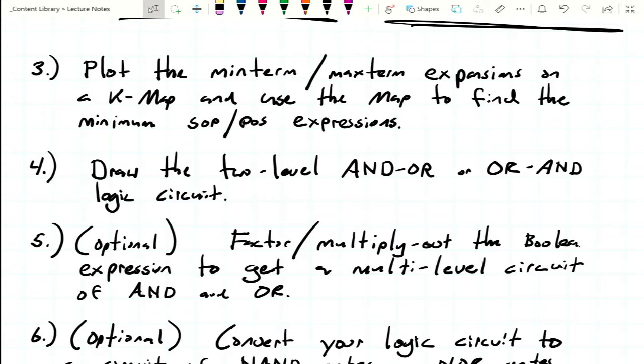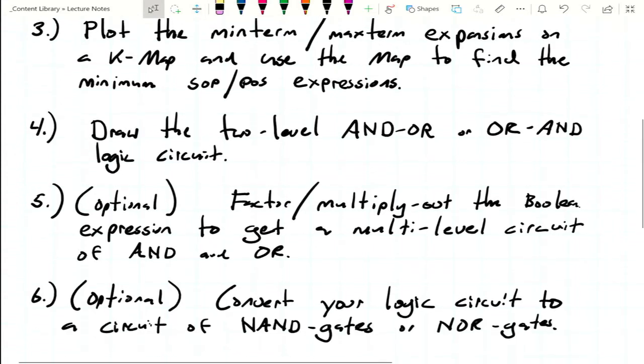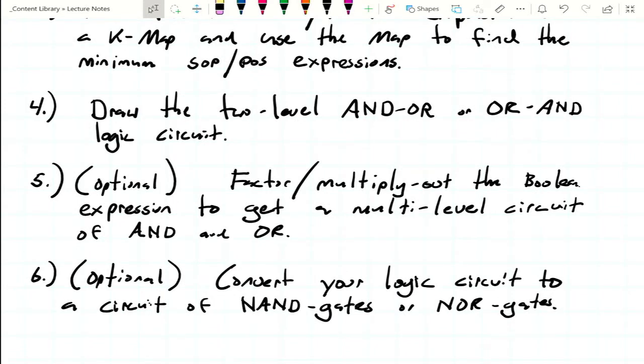Step 5 is optional. If you can get a more optimized solution by factoring out or multiplying your circuit to get multiple levels but fewer gate inputs, you should do that. And then 6, also optional but less optional, you should probably go ahead and do this because it's just good practice, is to convert your logic circuits to circuits of NAND gates or NOR gates, right? Because you're going to squeeze higher clock speeds, more power efficiency and stuff like that out of your NAND gates than you would out of your AND gates or OR gates. So this is our process for digital systems design as it stands today. Are there any questions about that? About the process?